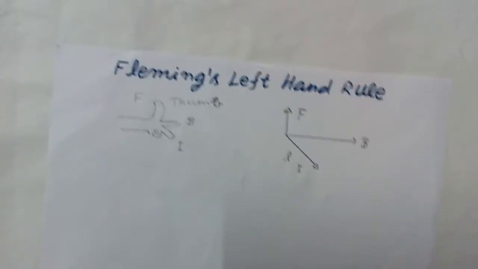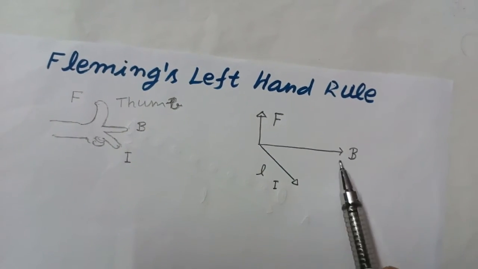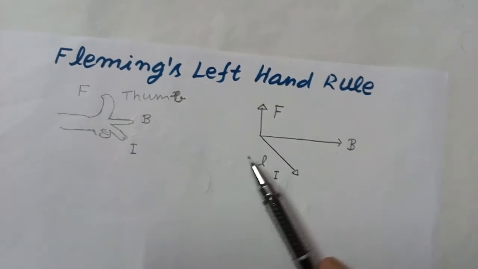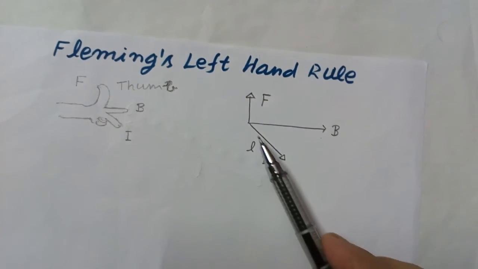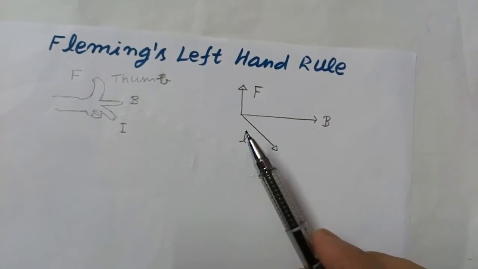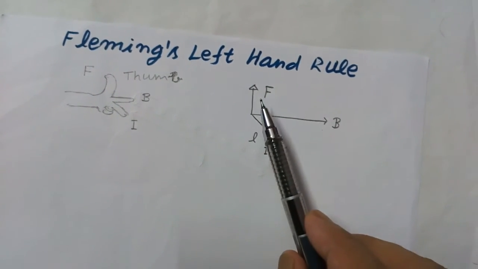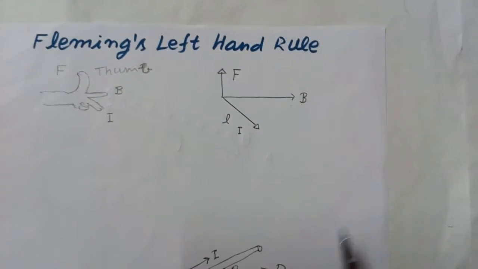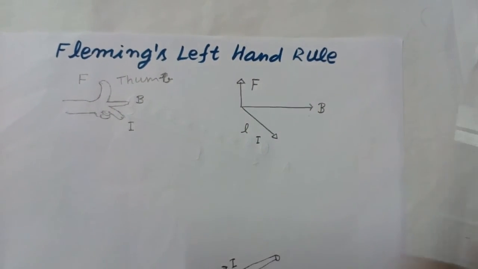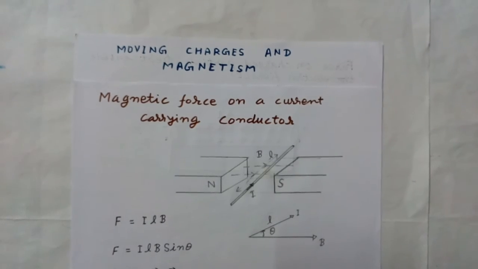So if forefinger represents direction of magnetic field and middle finger represents the direction of current, जिस डायरेक्शन हमने वायर को स्ट्रेच कर रखा है, and then force will be given by the direction of thumb. So you may check it. This is Fleming's left hand rule.